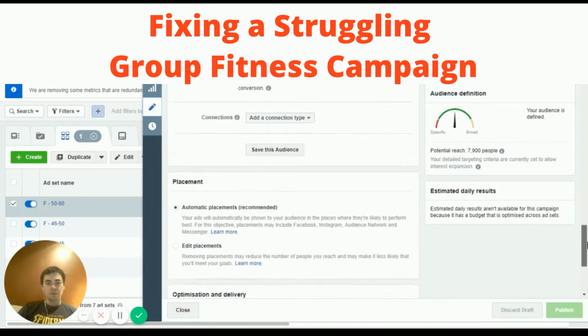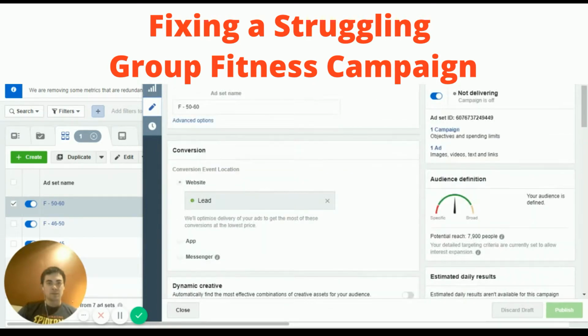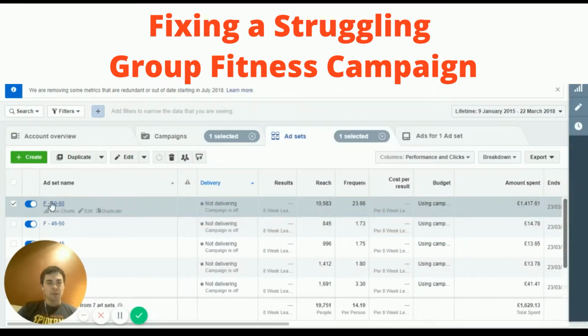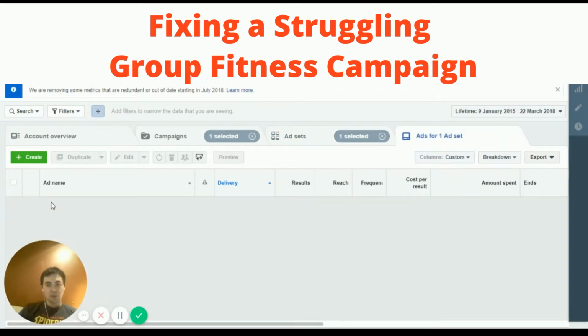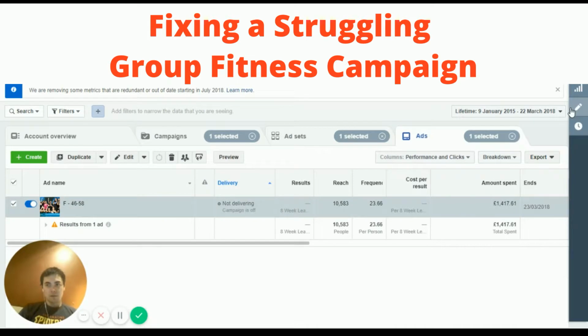And so there's a few other things I would do here, but I don't want to get into that right now, because I want to keep this brief. So let's go into the ad. So let's look at the ad here.